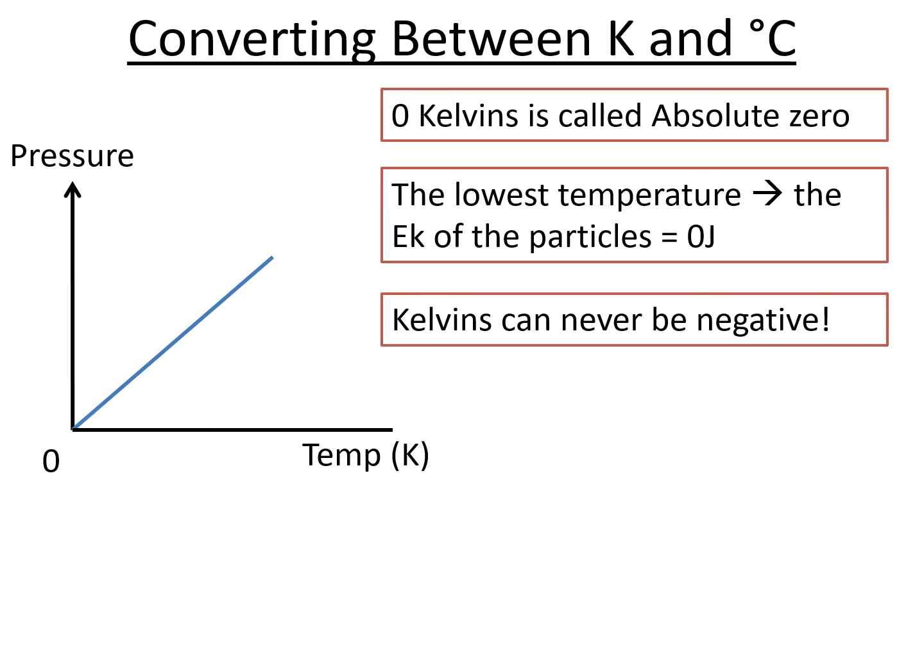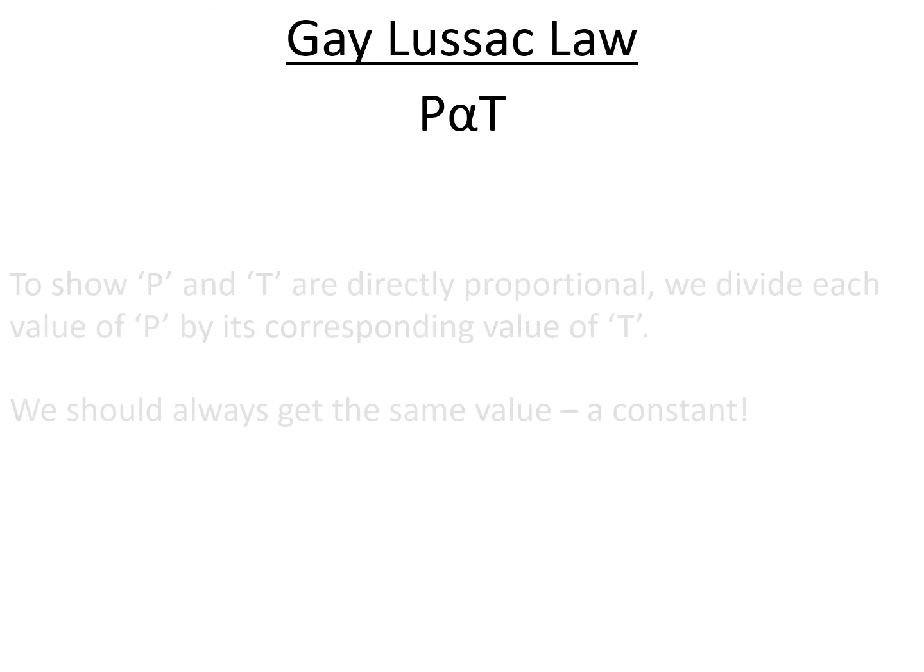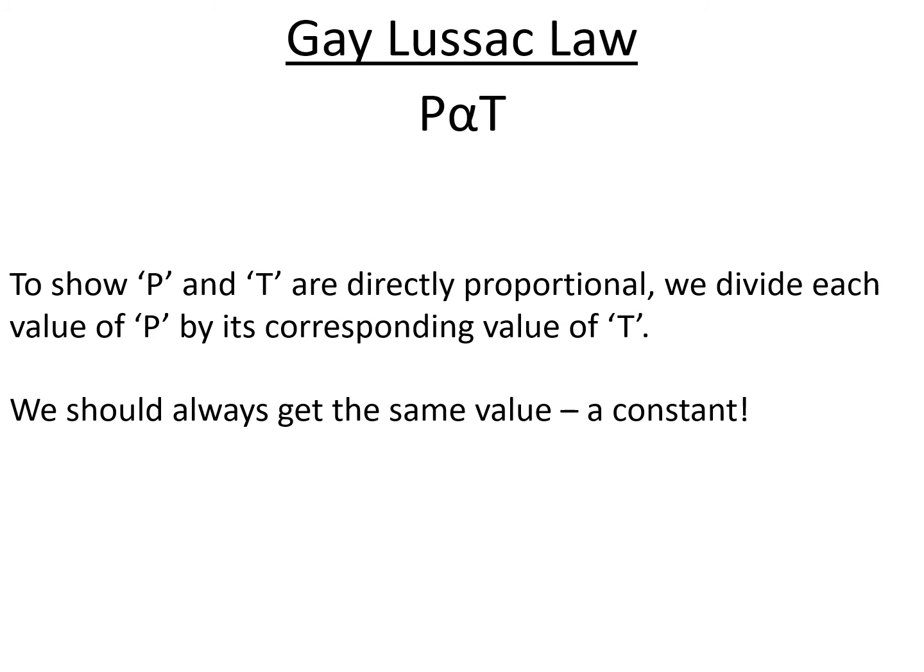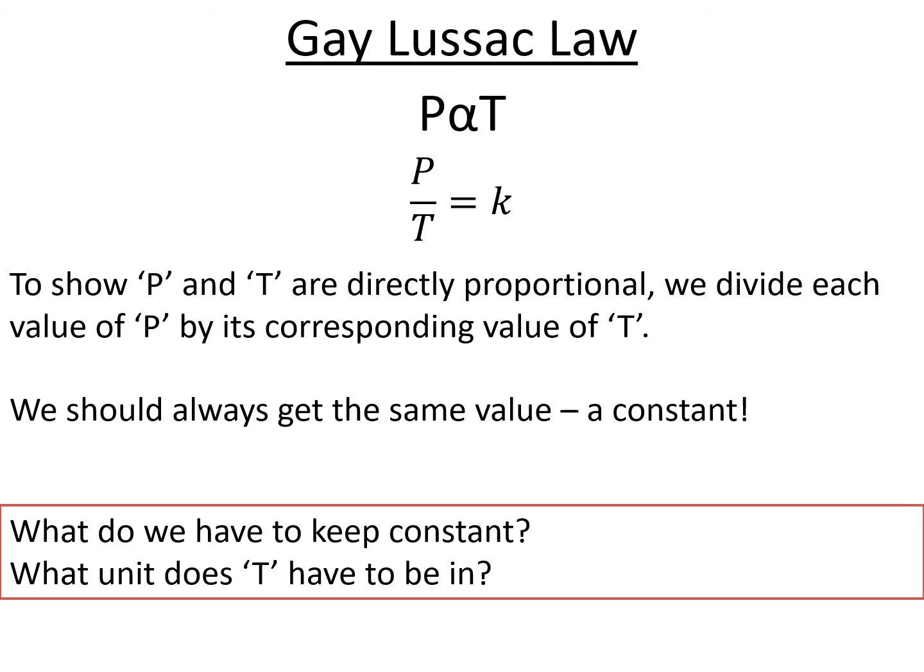And as a result, kelvins can never be negative because you can never get a negative kinetic energy. It doesn't make sense. And so absolute zero is equal to 0 kelvins is equal to minus 273 degrees Celsius. And this is why we always add 273 to get kelvins. So just like Charles's law, we can write P is proportional to T. And remember, all this means is that we can rewrite it as P over T is equal to K. And remember, we have to keep volume constant and that temperature has to be in kelvins.